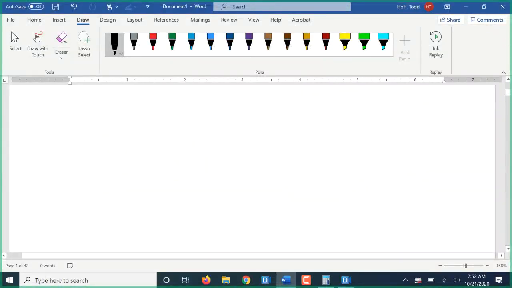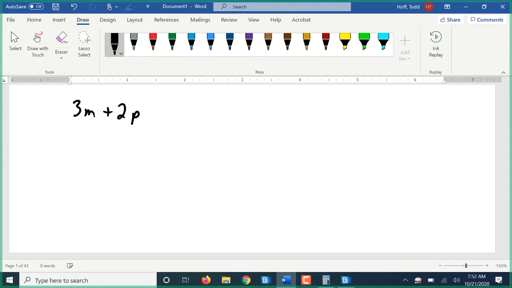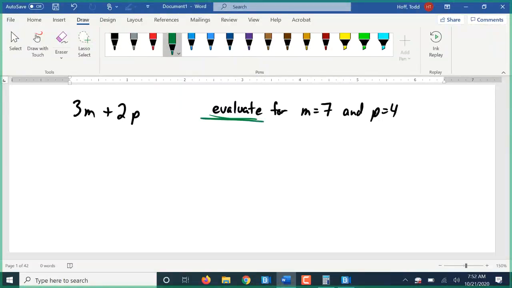So now let's look back at some of our basic algebra functions that we can do with these expressions. We might have something like 3m plus 2p. You might be asked to evaluate that for m equals 7 and p equals 4. The term evaluate means to give a value to.